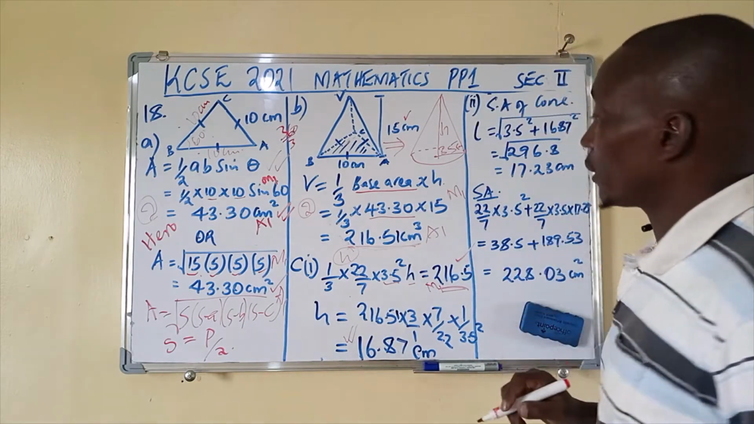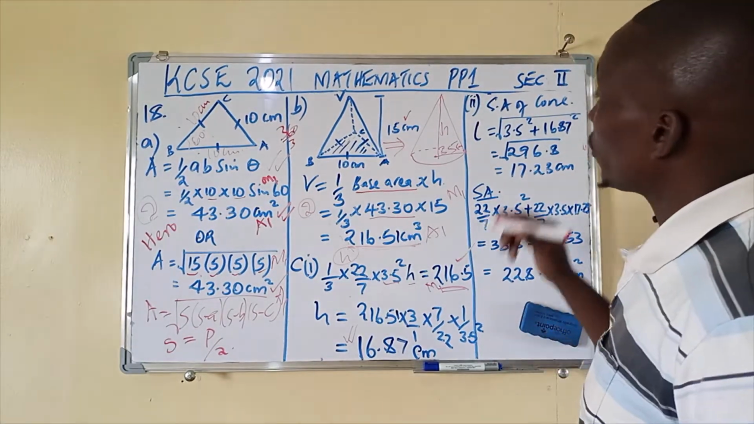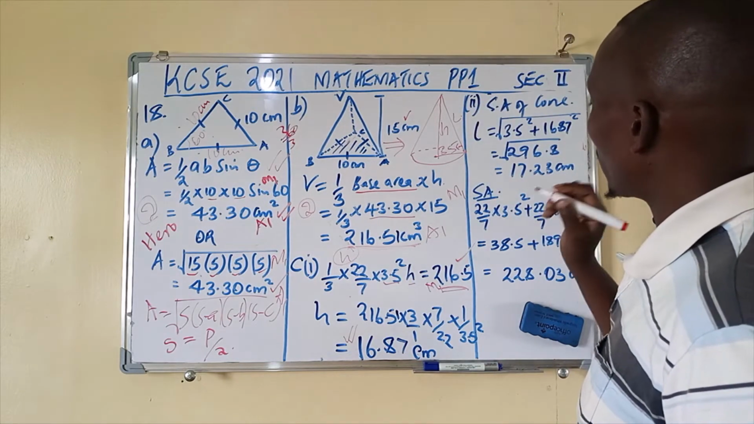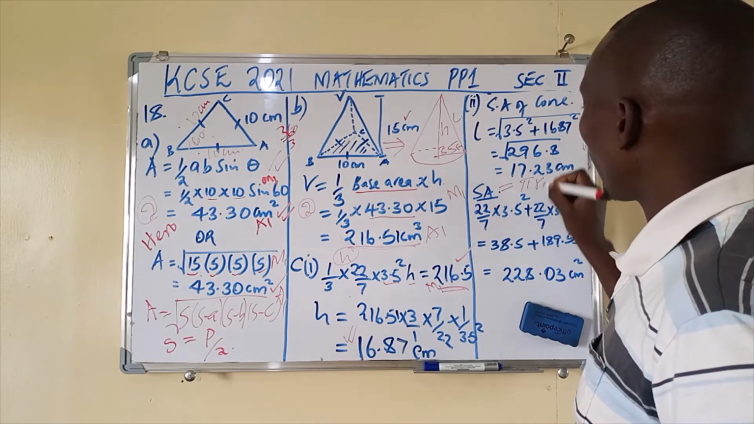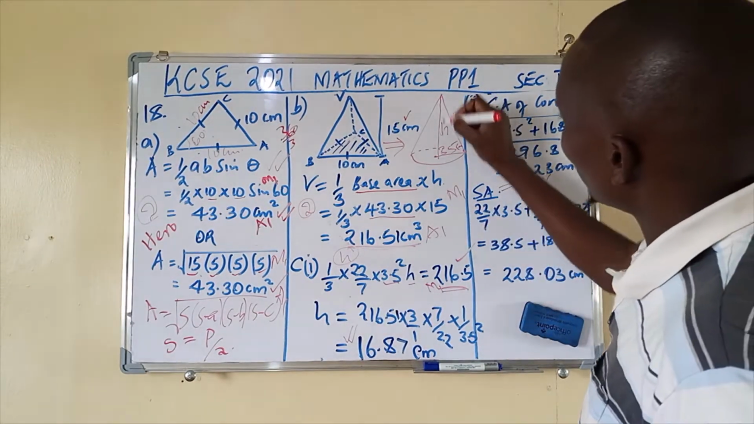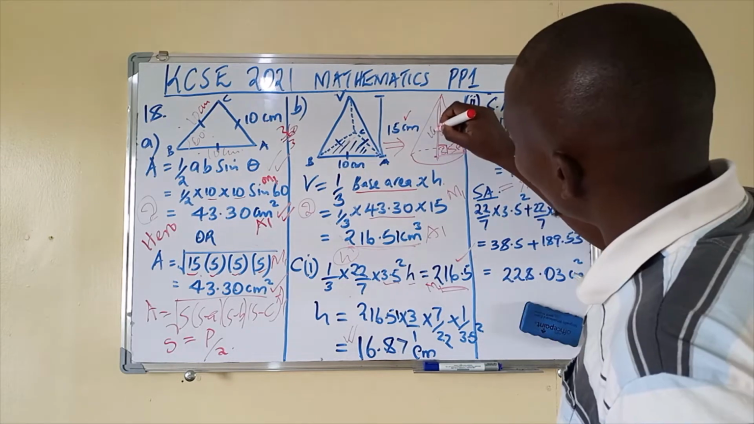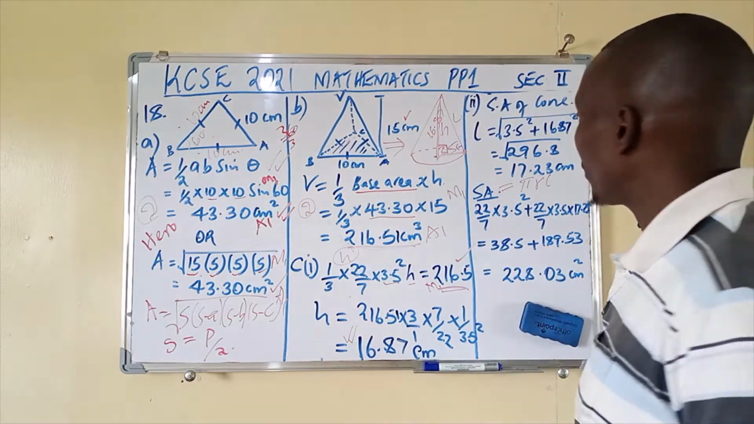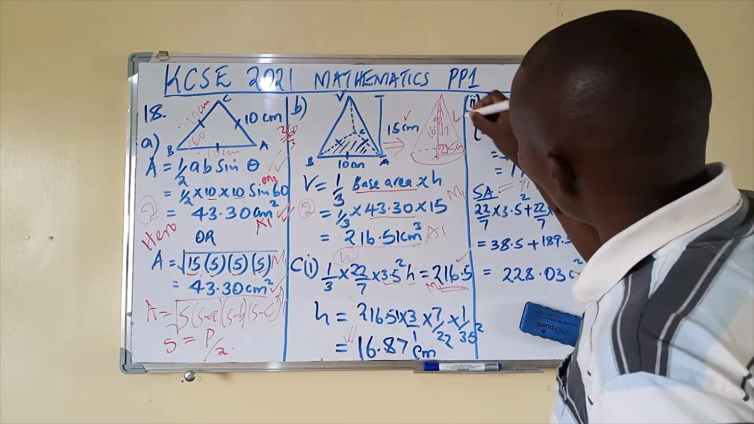Part C2, we need to work out the surface area of the same cone. You can't work out the surface area without getting the slant height, L. Because remember, the curved surface area of a cone is given by pi r, that's radius, times the slant height, L. So we have this right angled triangle. The radius is 3.5, the height is 16.87. So you just need to use the Pythagoras theorem. The base squared plus height squared is equivalent to L squared. Then you find the square root.